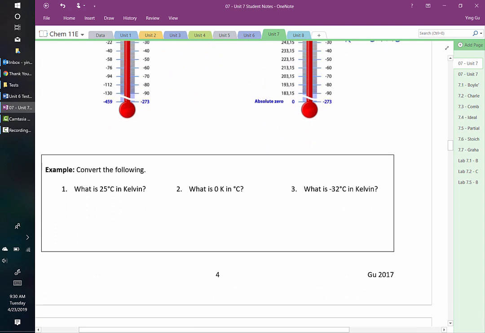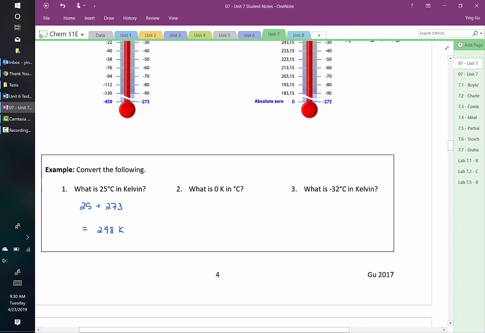All right, let's practice. What is 25 degrees Celsius in Kelvin? Well, we know that Kelvin is equal to Celsius plus 273. So all we have to do here is go 25 degrees plus 273. Okay, and that should equal 298 kelvins.